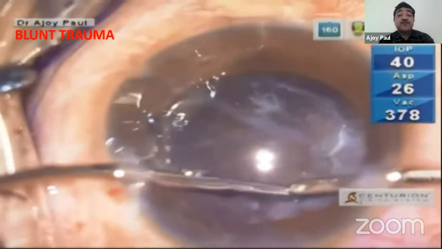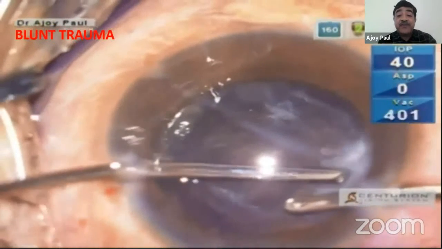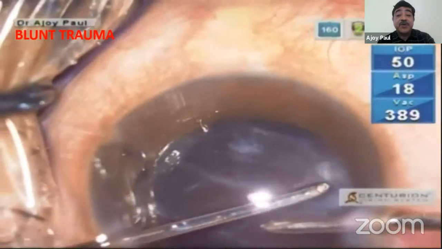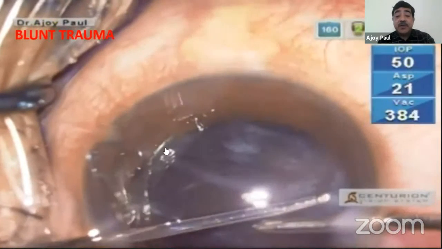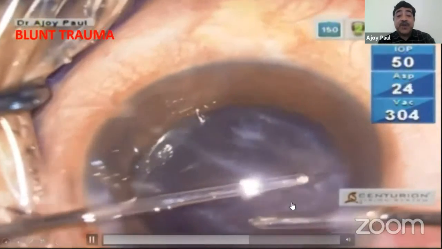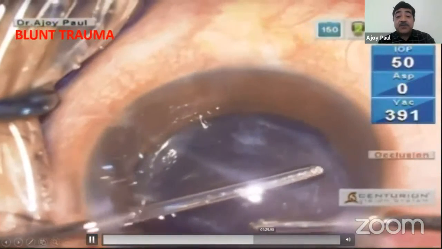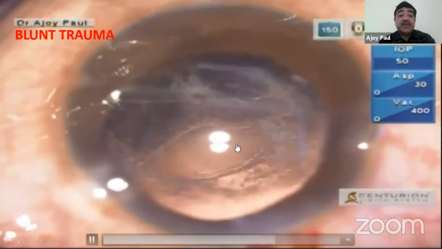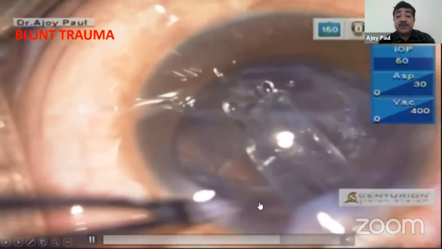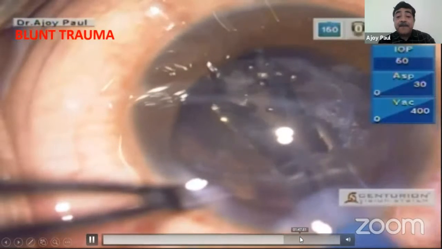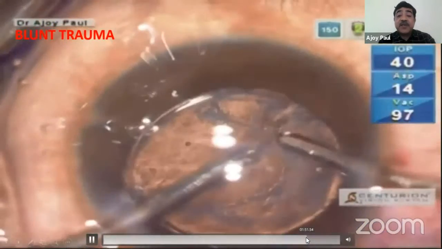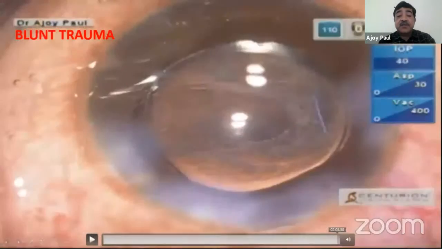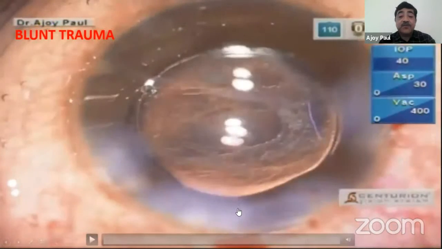That's just enough so that I don't have any instability of the chamber. Do a bimanual aspiration. See the break is still there. As I go in now, there is a break there, and I've got the intact bag. So here I decide to go in with the single piece lens. The lens goes into the bag, and I complete the surgery. In this case, the surgery is over.